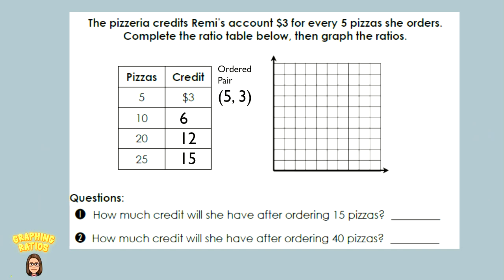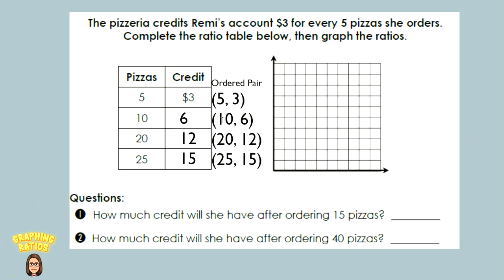So let's write the rest of our ordered pairs. So 10, 6 with the parentheses around it, 20, 12, and 25, 15. Now that we have that done, we're going to actually graph it out. So we're going to graph out our first one.